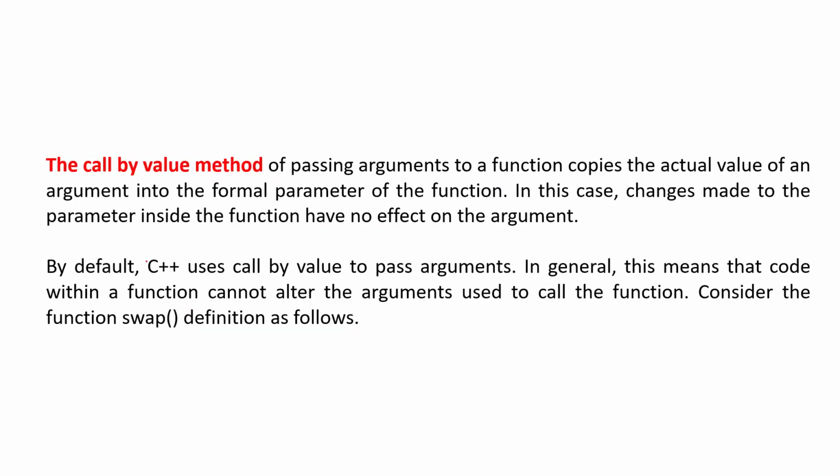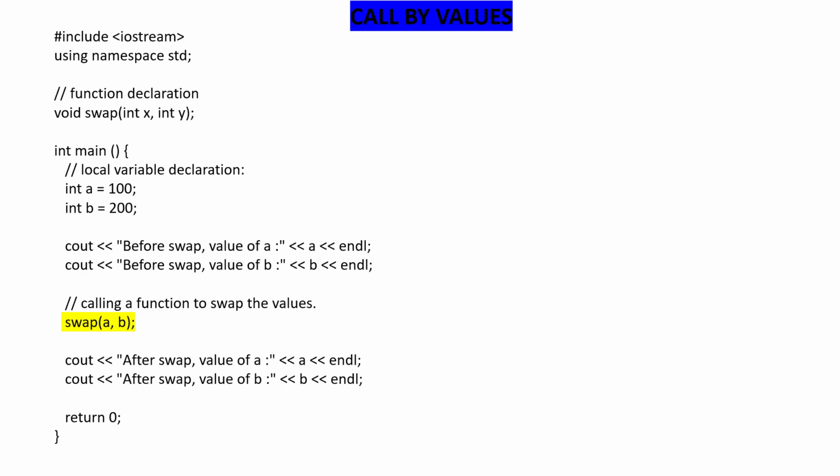Again, the call by value method, the first one, of passing arguments to a function copies the actual value of an argument into the formal parameter of the function. In this case, changes made to the parameter inside the function have no effect on the argument. By default, C++ uses call by value to pass the arguments. In general, this means that code within a function cannot alter the arguments used to call the function. Consider the below problem, call by value demonstration.